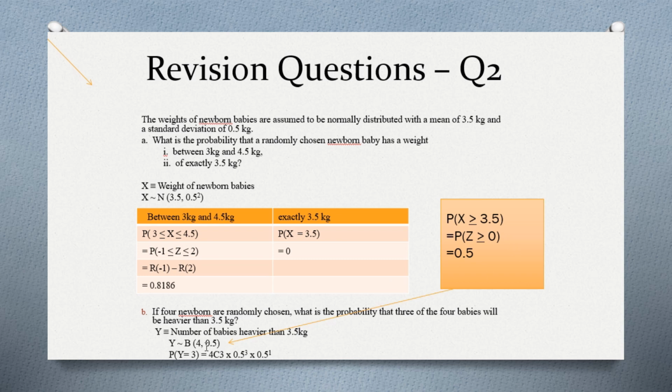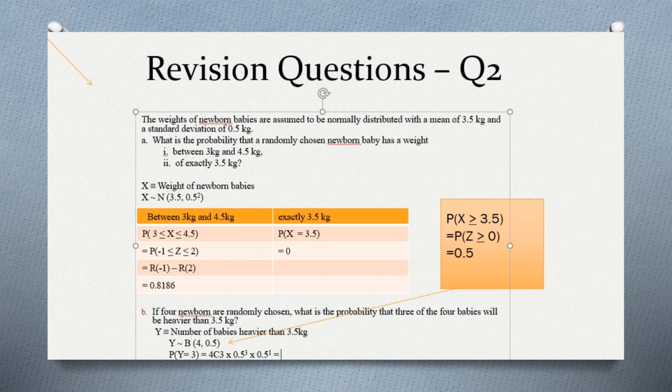Okay, the p is always related to the event. When it comes to binomial distribution, your p is always related to your event. If number of babies heavier than 3.5, you must find the probability of the baby being heavier than 3.5. Understand? Now we want what? 3 out of 4 babies. So probability of y equals to 3, because you want to find 3 babies, right? Put it into the binomial distribution equation and find the probability. Your answer will be 0.25.